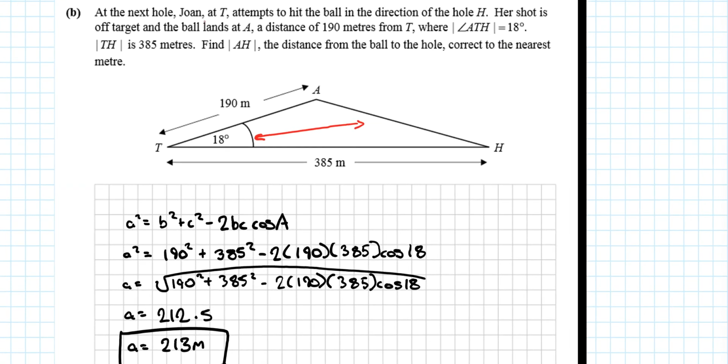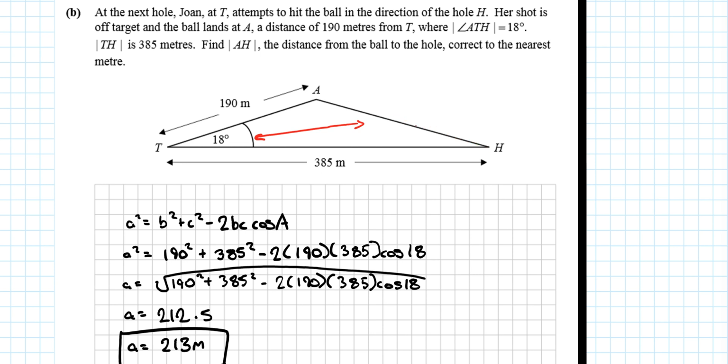At the next hole, Joan, at T, attempts to hit the ball in the direction of the hole. Her shot is off target and the ball lands at A, a distance of 190 meters from T. So we know this length here is 190 meters. The angle ATH is equal to 18 degrees and TH is 385 meters. Find AH, that's this length here.